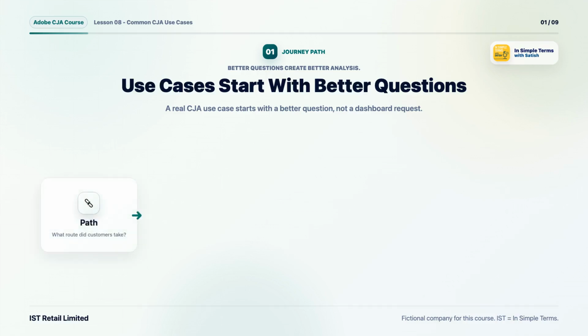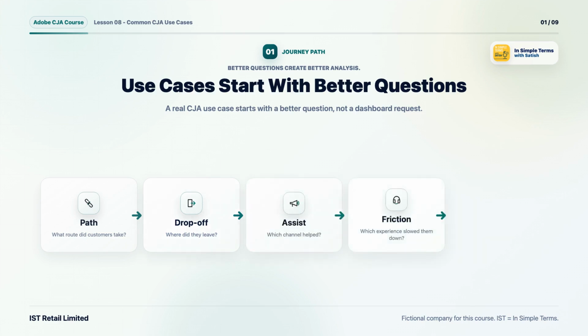The best way to understand CJA is through use cases. But a use case should not be just make a dashboard. A real use case asks a better question. What path did customers take? Where did they drop off? Which channel helped? Which experience created friction? Which audience behaved differently? What should we fix next?